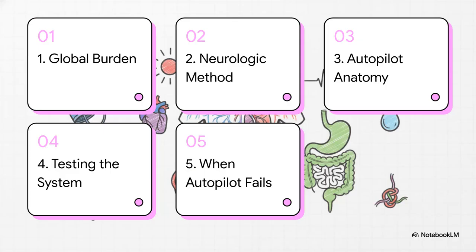Here is the roadmap for our investigation. First, the global neurologic burden. Second, the neurologic method. Third, the anatomy of the autopilot. Fourth, testing the invisible system. And finally, number 5, when the autopilot fails.